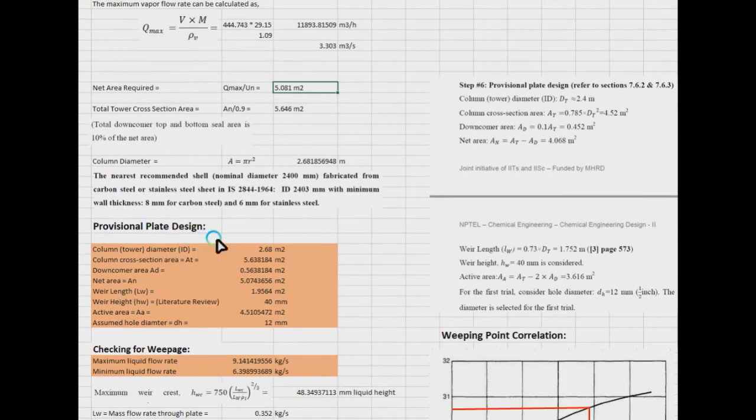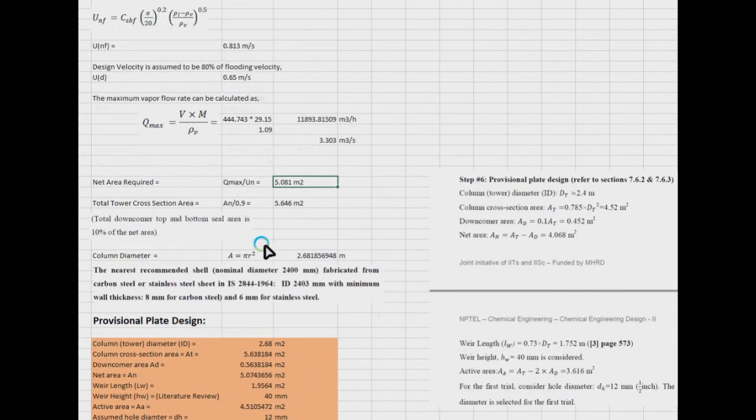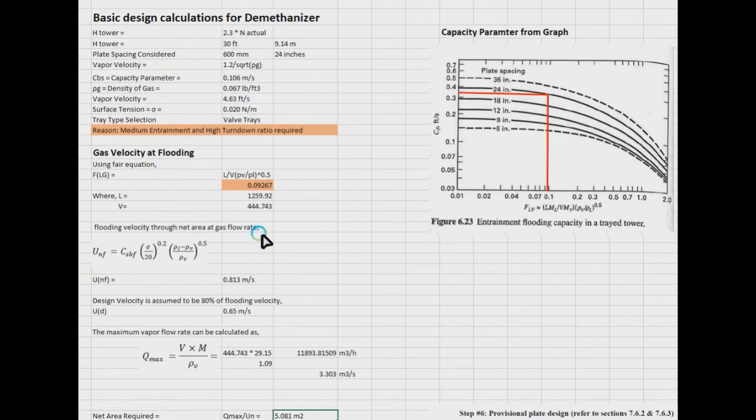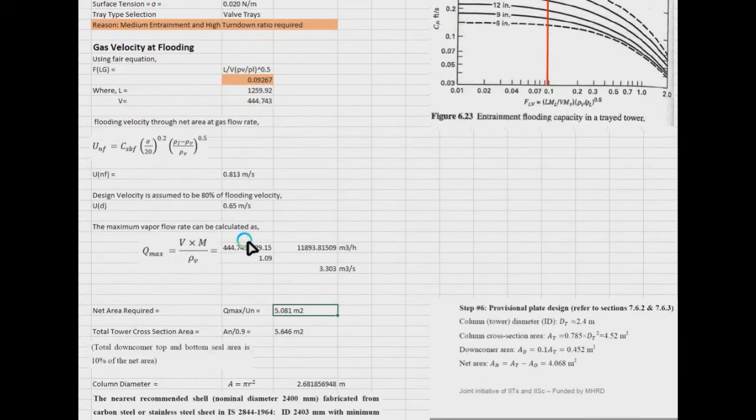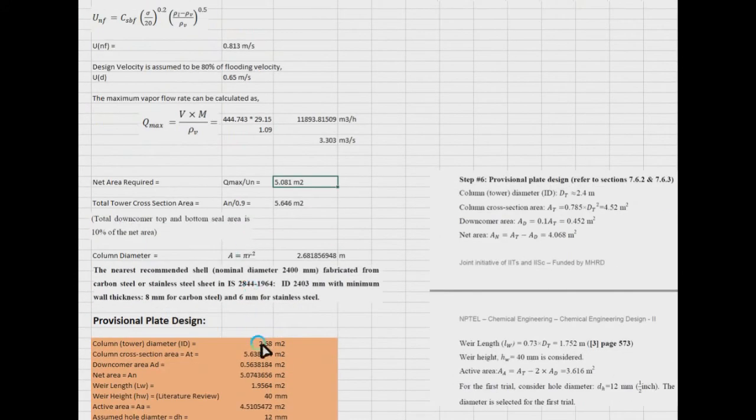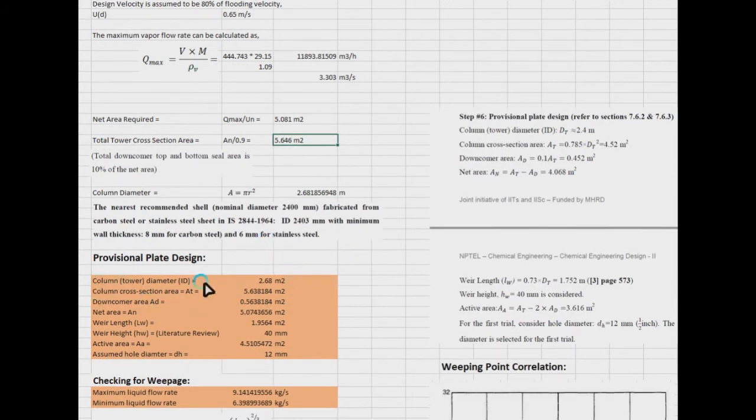Now the provisional plate design will be justified here. Like you have calculated the column diameter from the above calculations, column diameter: area is equal to pi r square. You have calculated the area above, and from A is equal to pi r square you can calculate the radius and then convert it into the diameter. Diameter is equal to 2 times radius. Here you have to write down the column diameter.